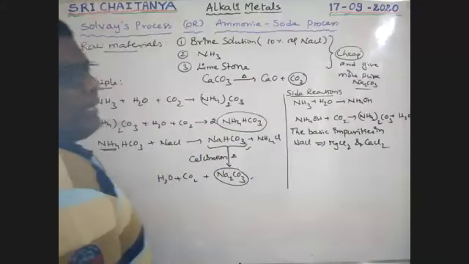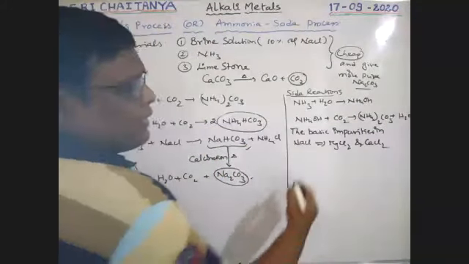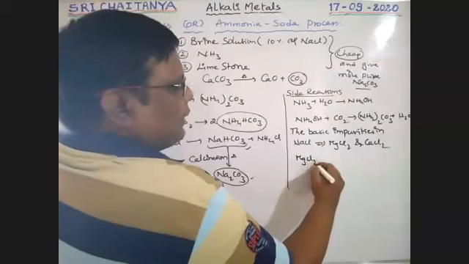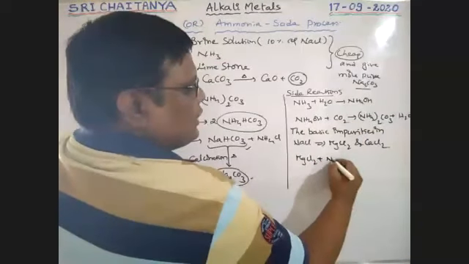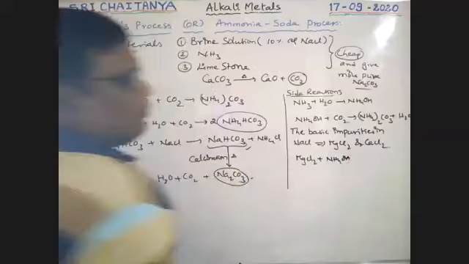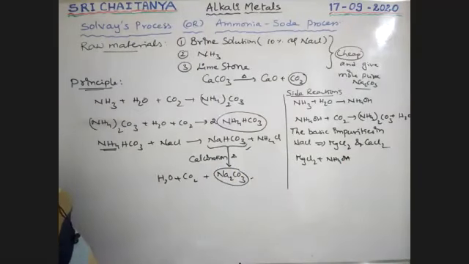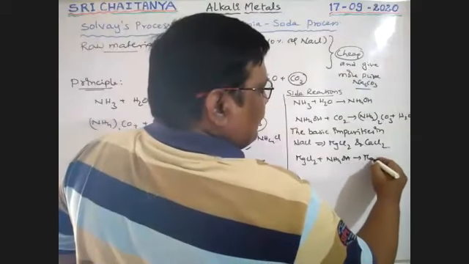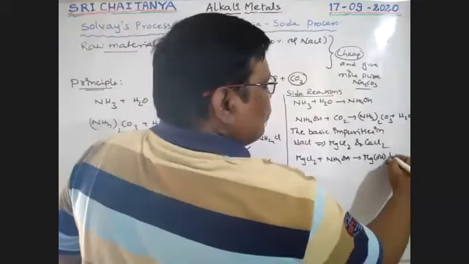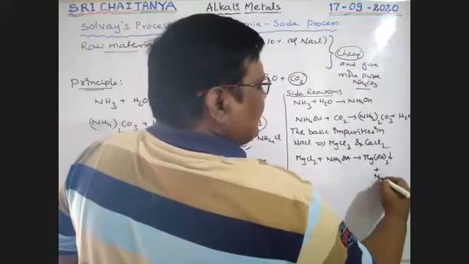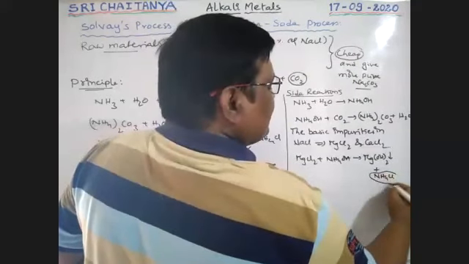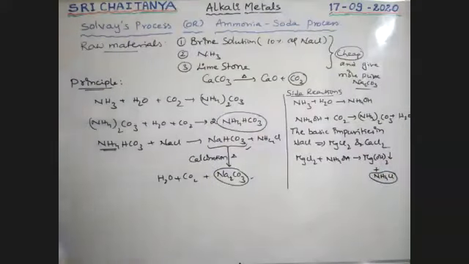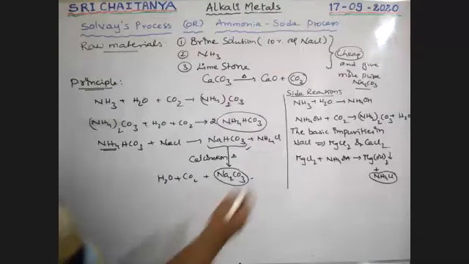See here, that is magnesium chloride. When magnesium chloride reacts with ammonium hydroxide, that gives magnesium hydroxide, which precipitates out, plus NH4Cl. So please mind it, the byproduct is NH4Cl.